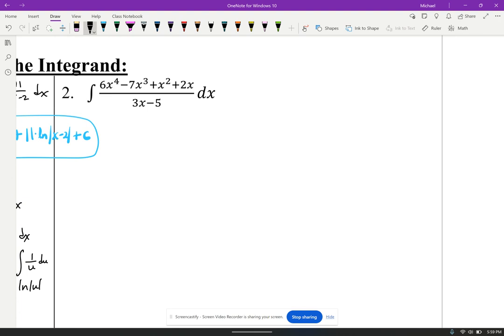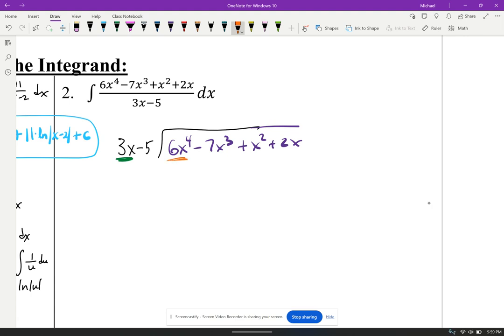So I'm going to take the denominator and divide that into my numerator. And I'm going to play this game of what times what gives me what. So here's how we start. 3x times something gives me this first term. What times 3x will give me 6x to the fourth? I believe that would be 2x to the third. 2 times 3 is 6, x to the third times x is x to the fourth.